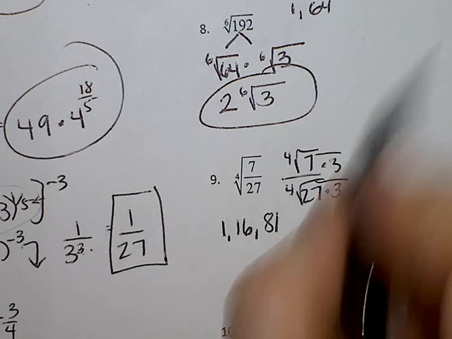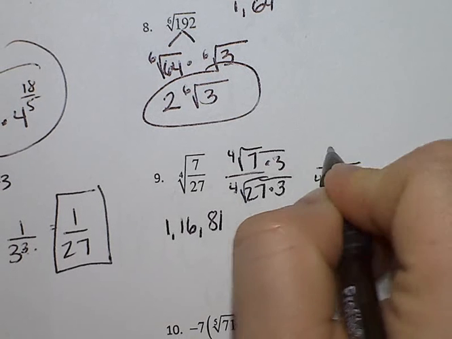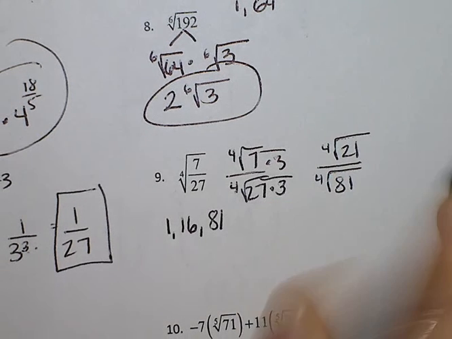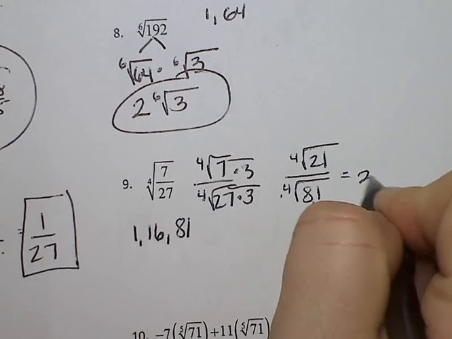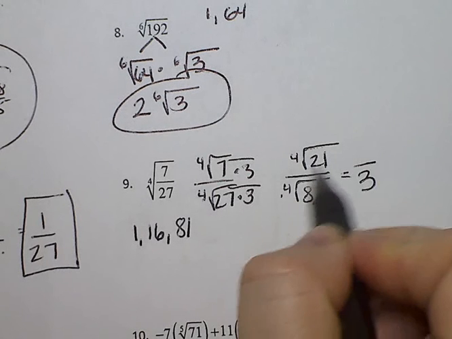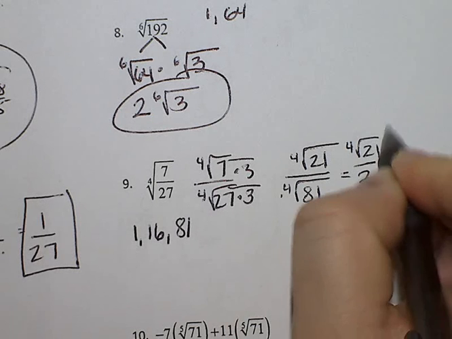So I'm going to rewrite this. The 4th root of 81 is 3. And I recognize this 21 cannot be simplified any further. Problem is done.